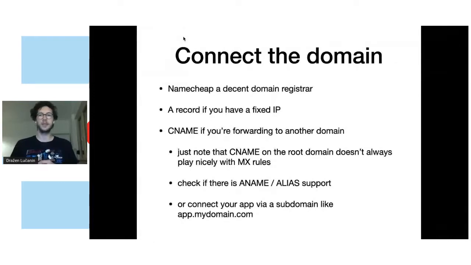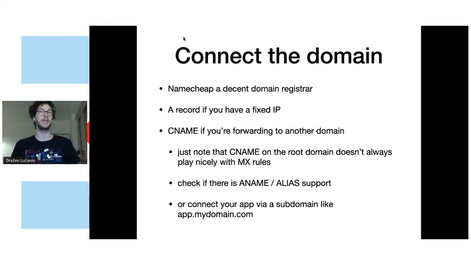So if you have a fixed IP for your server, you would set up an A record, or if you're forwarding to another domain, you would set up a CNAME record. Just don't forget, if you also use the domain for MX rules for emails, you have to make sure they play nicely. So check if your registrar has CNAME alias support. You can also, which is a very common approach, just connect your app via a subdomain like app.mydomain.com. Good.